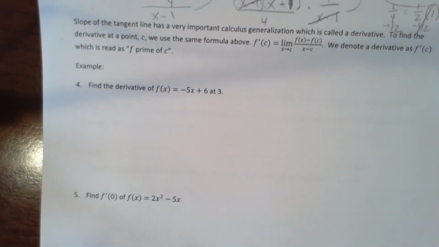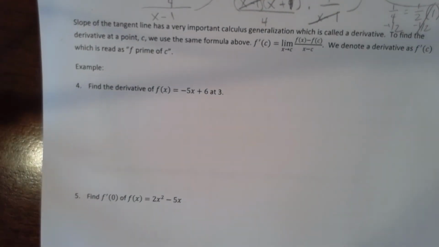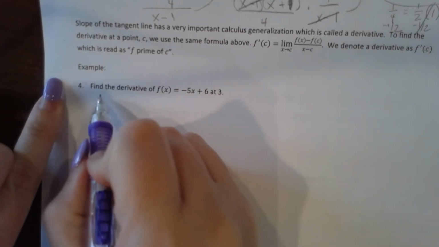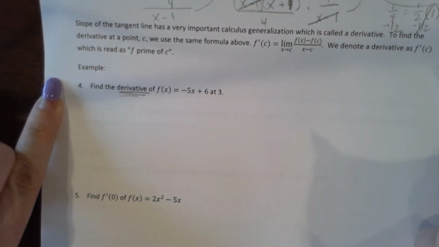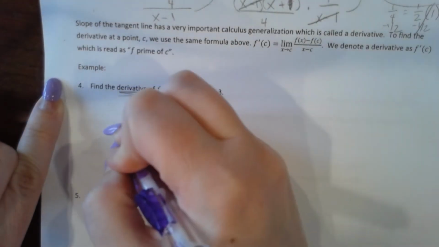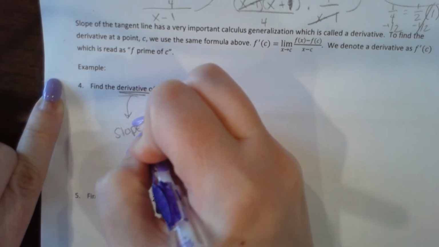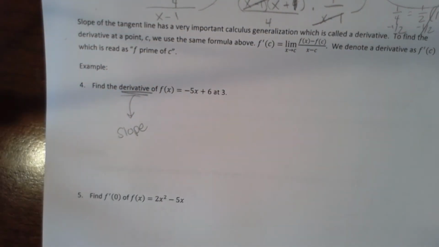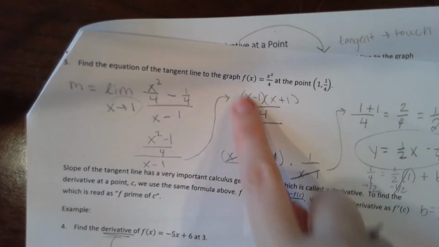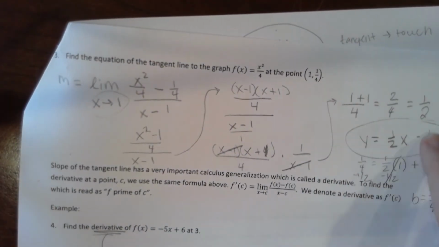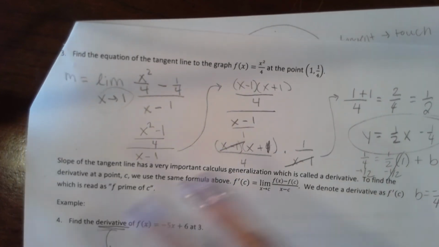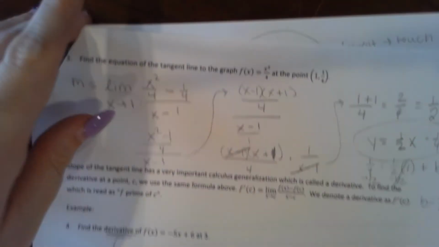Now, when the problem says that we want to find the derivative, derivative in calculus is just a fancy word for slope. So if it says find the derivative, all we want to do is find the slope, which is what we've been doing here. So we don't need to find the tangent line. Once we find the slope, we're done, right? So it's like one less step.